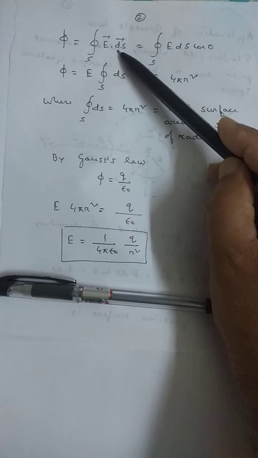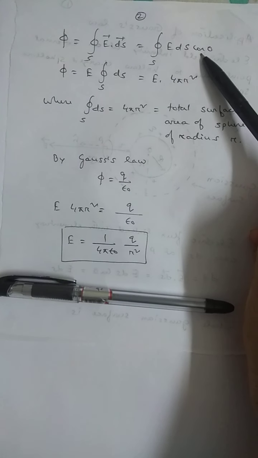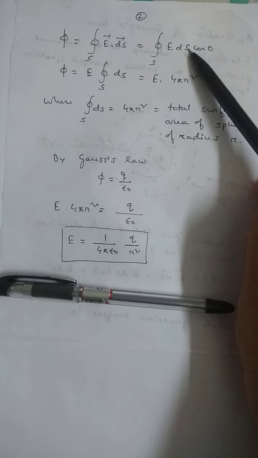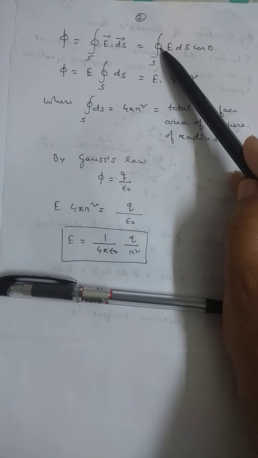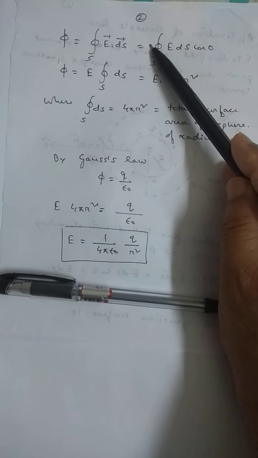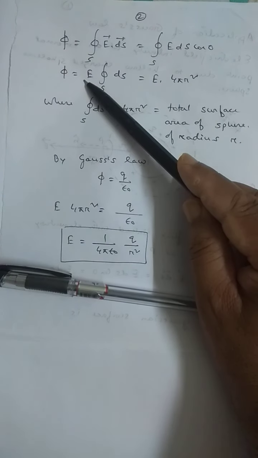What is E dot ds? It is E ds cos of 0. Since cos 0 is 1, it is E ds. At every point on the Gaussian surface, electric field has constant value, therefore it comes outside the integration.